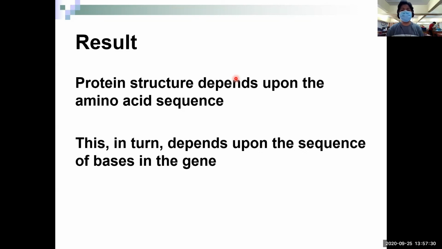So for an amino acid sequence to be correct, the sequence of the bases in our genetic material must also be correct. Because when we produce protein, we base that sequence on the DNA sequences that we have. So if there's a problem with the DNA sequence, it would also trigger a problem with the amino acid sequence.